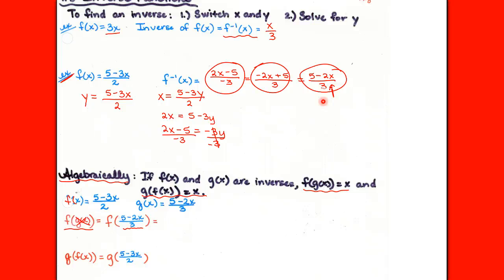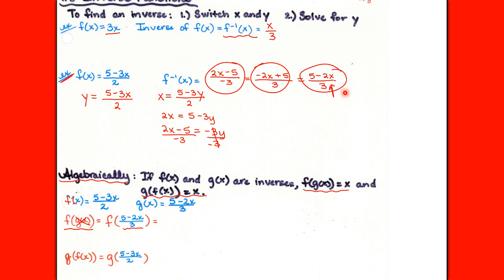All right, the next thing that they tell me about inverses, in addition to basically an explanation and a definition there, is they tell me that we can also verify that two functions are inverses of each other algebraically. So they had given me f of x, and I just created what I think is the inverse of f of x. How could I verify that? How could I check that?